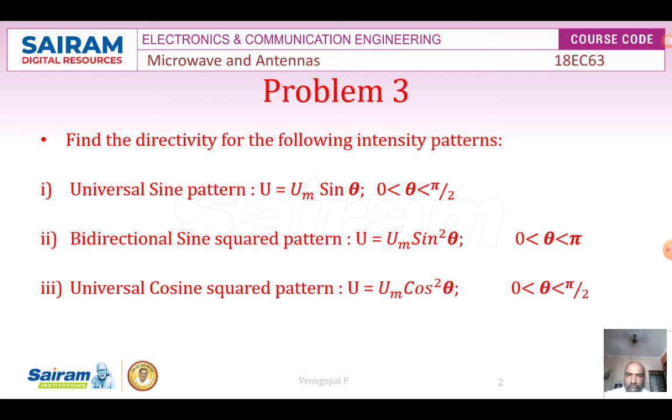for the bidirectional cosine square pattern, bidirectional cos to the power of n theta, which means U is equal to Um into cos to the power of n theta. If U is equal to Um into cos to the n theta, you are required to prove that directivity D is equal to 2 into n plus 1. First we will see these three problems. At the end, I will explain how to show directivity D is equal to 2 into n plus 1 for the intensity U is equal to Um into cos to the power of n theta.